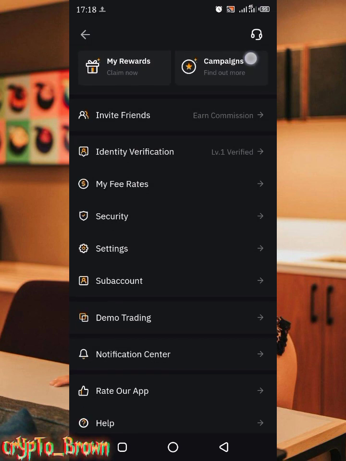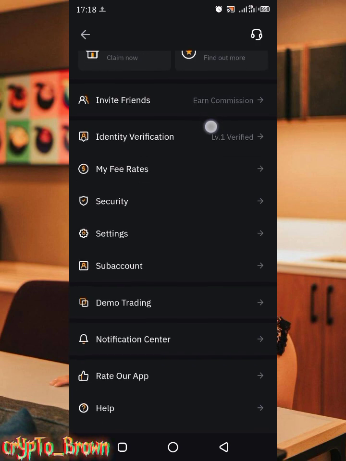And then we have campaign. You can find out more by clicking on it, and then you can invite friends and earn commission, as well as get $20 as their reward, and you get that same $20 as a reward and in commission on their first deposit. Now let's move on to the identity verification.